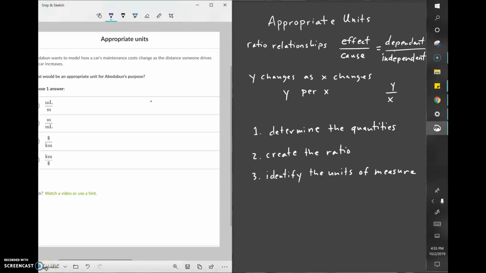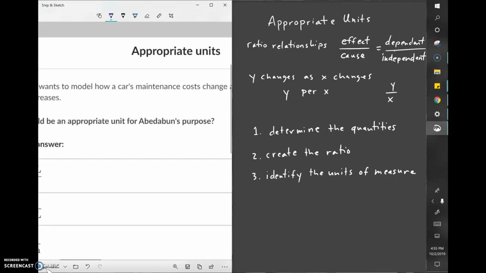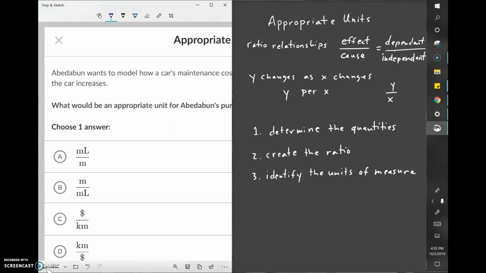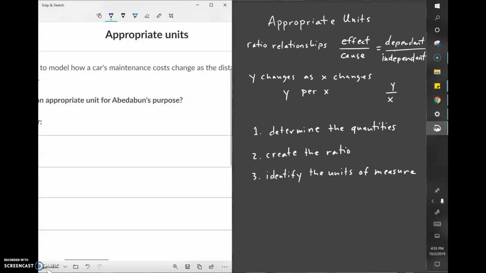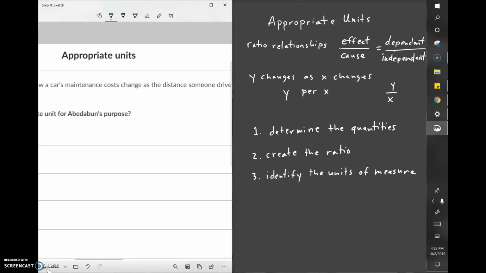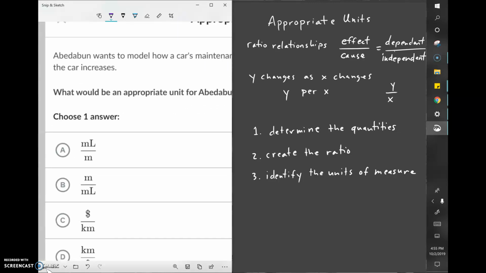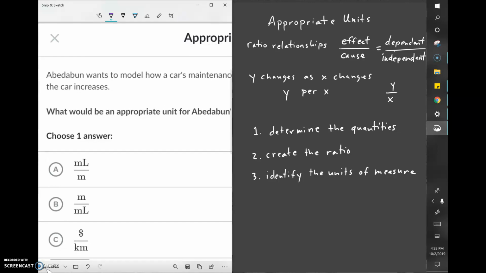Alright, today's video is going to cover appropriate units. There's no calculator for this skill. It's mainly just identifying the two measurements and how those two quantities are being measured. I guess that'd be a better way of saying it. So I'm going to go ahead and read this problem.